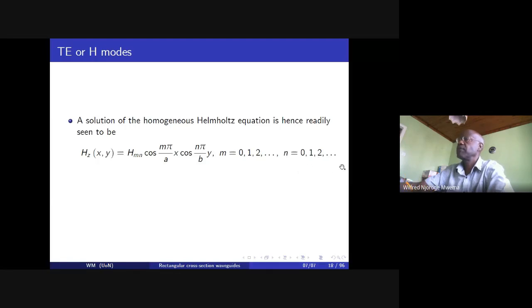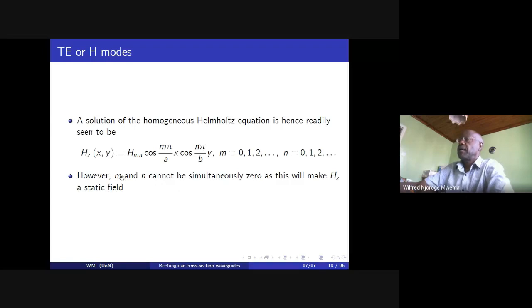But there's one thing we have to notice: if m is equal to 0, n cannot be equal to 0, and vice versa. That is, m and n cannot be 0 at the same time for this to be a valid solution for the propagation of TE modes inside our waveguide, and we shall see why. If m and n are simultaneously 0, then the cosine of m pi x by a and cosine of n pi y by b are both going to be unity, and Hz is going to be a constant. Therefore when we differentiate it with respect to x or y, it will vanish, and therefore there will be no electric field.